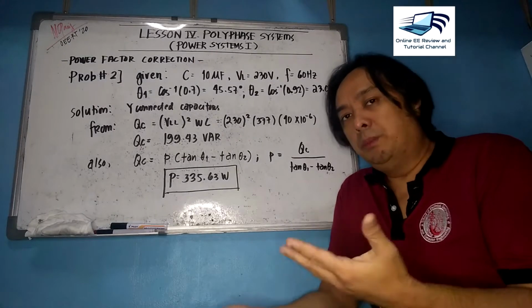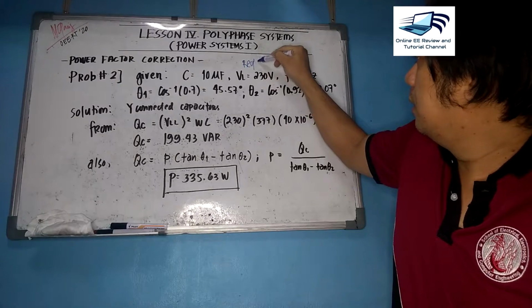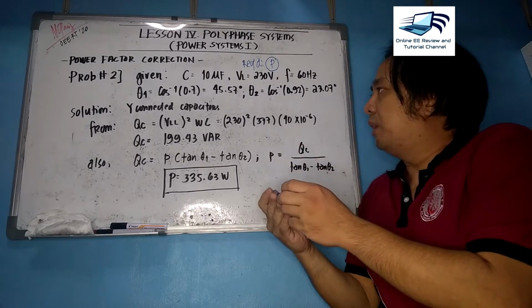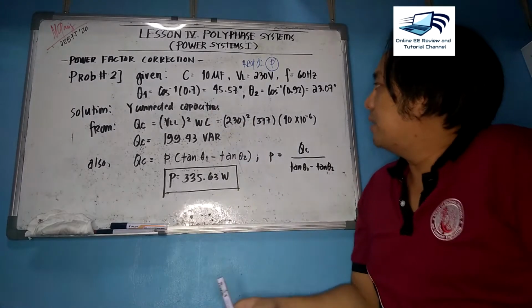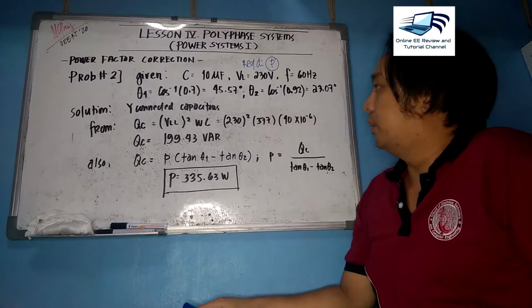Okay, when you say what will be the kilowatt of the load, the required on the problem is the real power P. We have the given first: the 10 microfarad capacitor, the voltage 230 volt, and the frequency of 60 Hz.